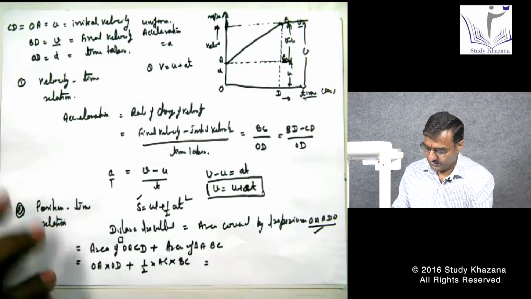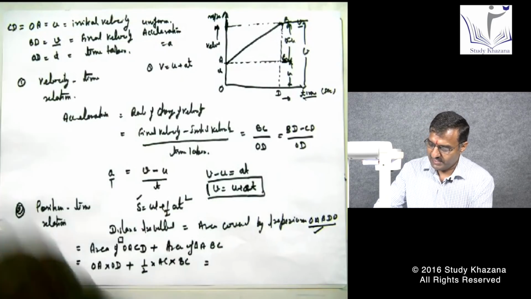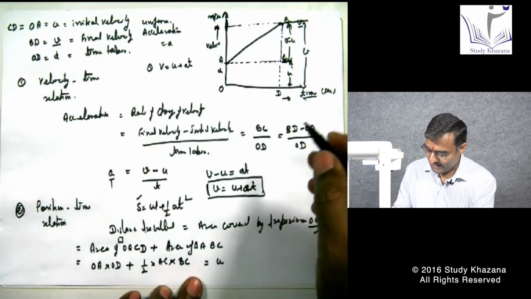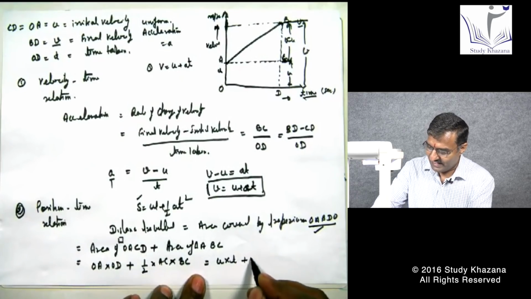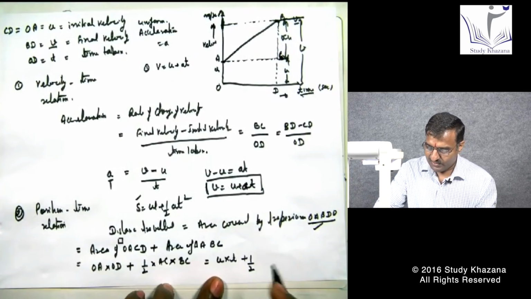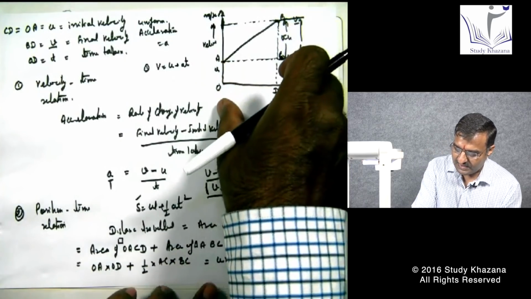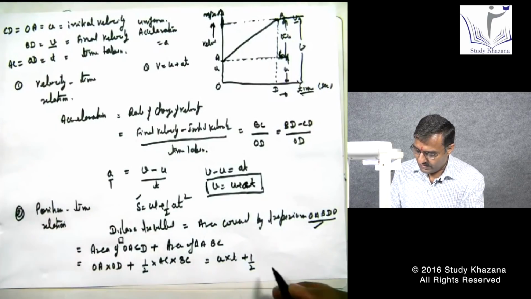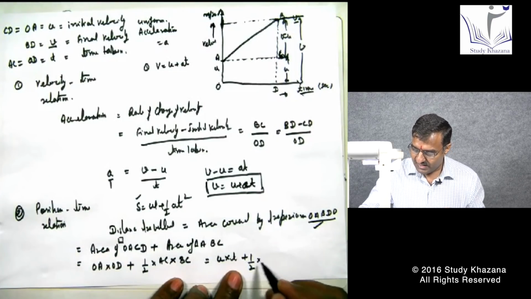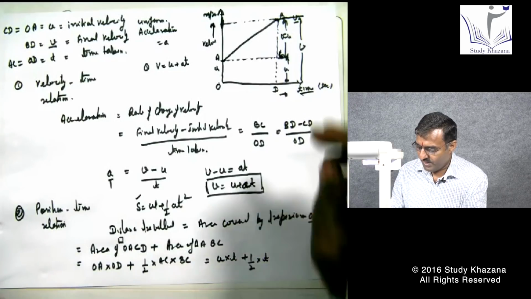So here I can write, what is OA? OA is nothing but U, and what is OD? OD is nothing but T, plus half. What is AC? AC is nothing but, again, AC is equal to OD. So what is this? Time. And what is BC? BC is nothing but V minus U.